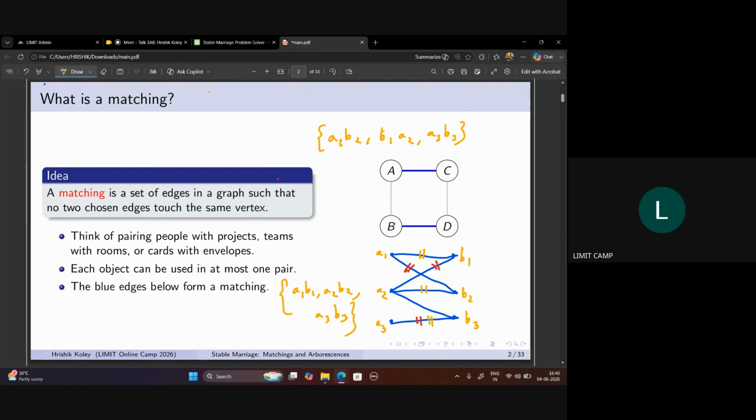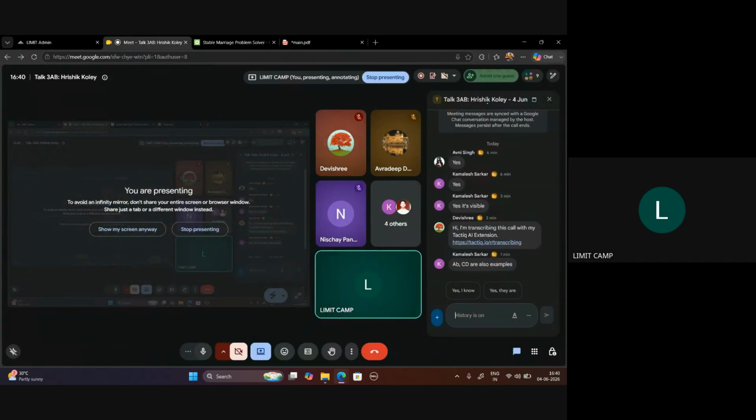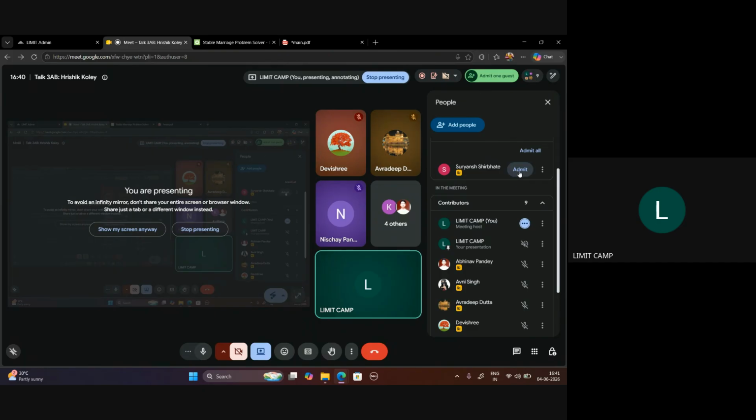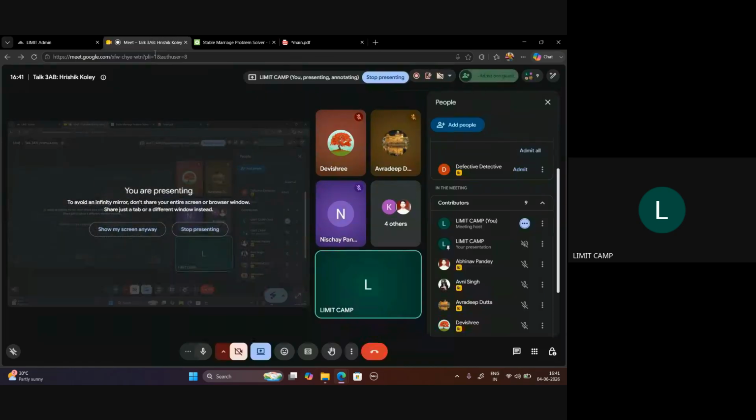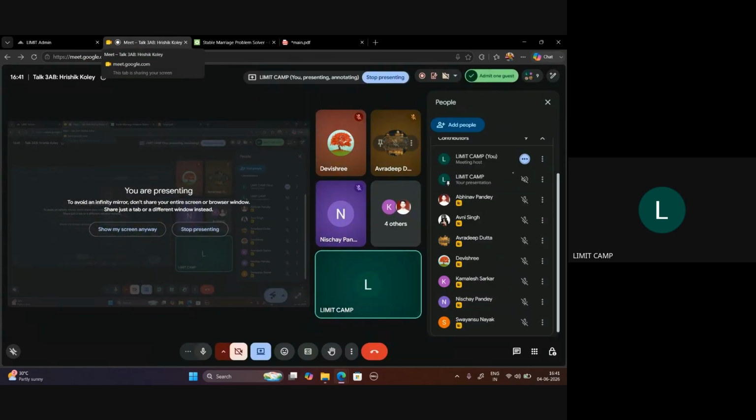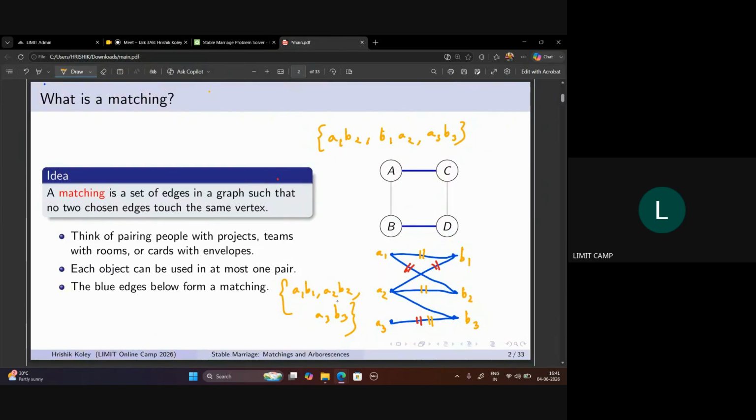So the first thing to note is that a matching might not be unique. There can be quite a few matchings in a given graph. And a matching need not cover all of the vertices in the graph. Like, for example, this is a matching, but even just A1 B1 and A2 B2 will also be a matching.